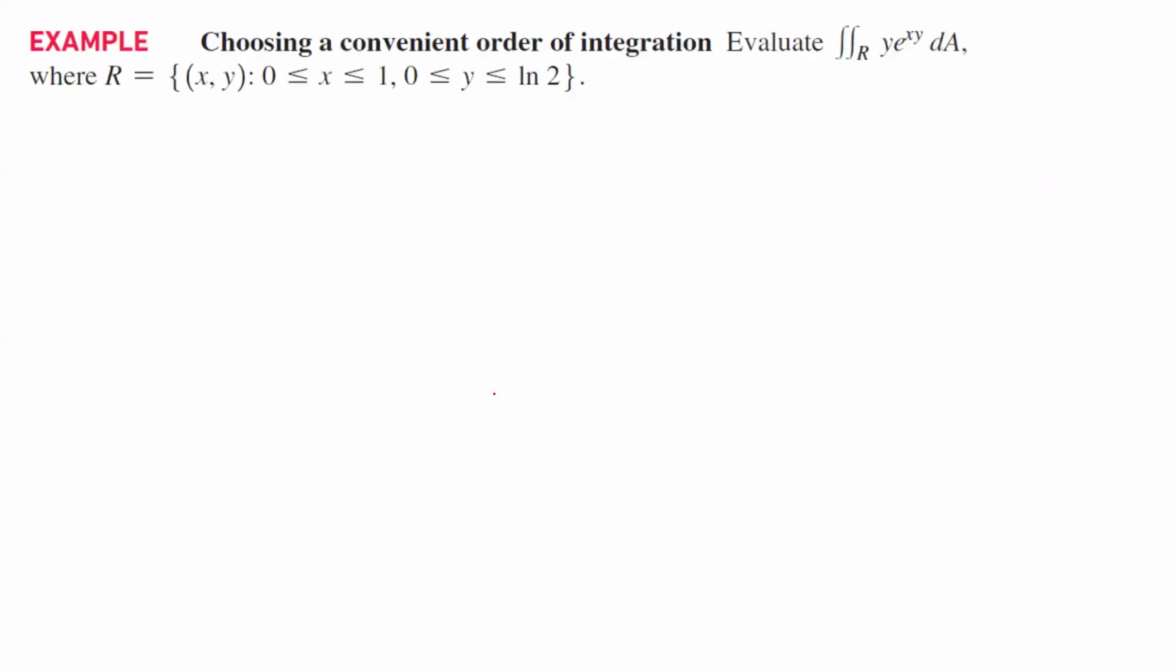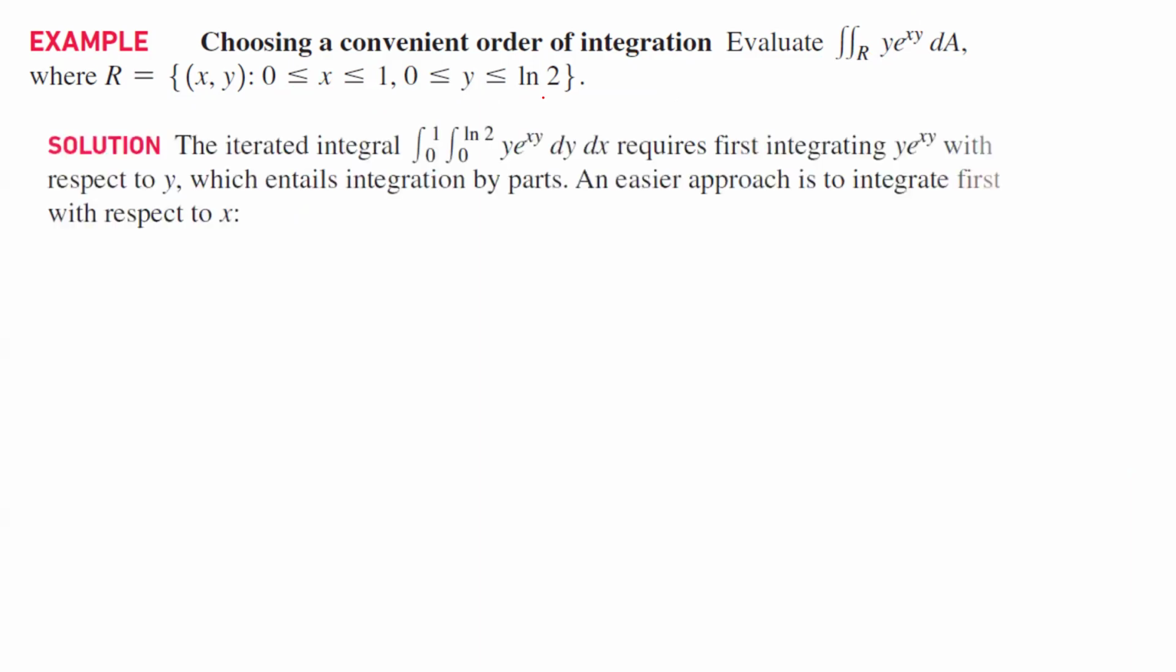In this example, we're going to discuss how we choose a convenient integration if you have x and y involved. Sometimes it makes it a little bit difficult to take one integral over the other one. In this case, we have the integral of y e to power xy dA, and the region is given to you as x is bounded between 0 and 1, and y is bounded between 0 and ln of 2.